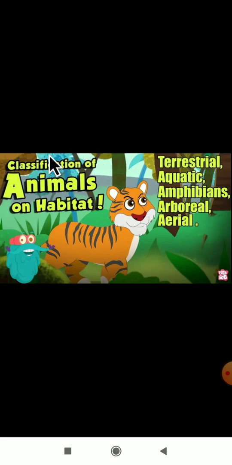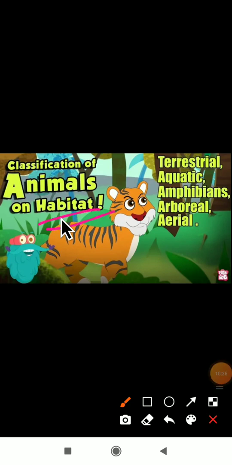The animals are classified on the basis of what? On the basis of habitat. On the basis of habitat, animals are classified into terrestrial, aquatic, amphibians, arboreal and aerial. How many total? On the basis of habitat, animals are divided into 5 types: terrestrial animals, aquatic animals, amphibians, arboreal and aerial. These are the 5 types of animals classified on habitat.